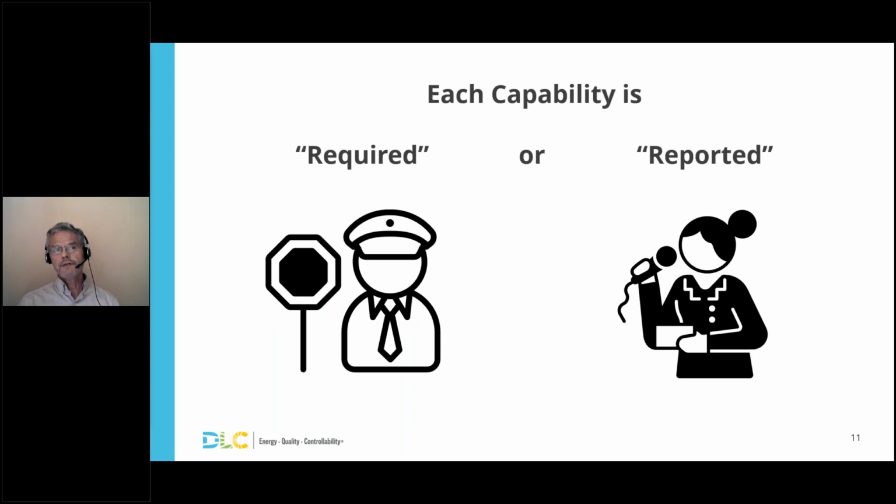Next, in the technical requirements that NLC systems must meet to be on the DLC qualified products list, the word required applies to capabilities that a system must offer. The word reported describes capabilities that are optional. Some DLC qualified systems support reported capabilities and other systems do not.